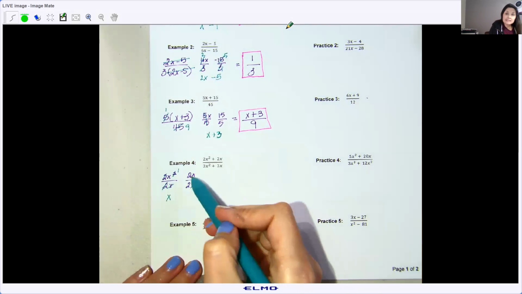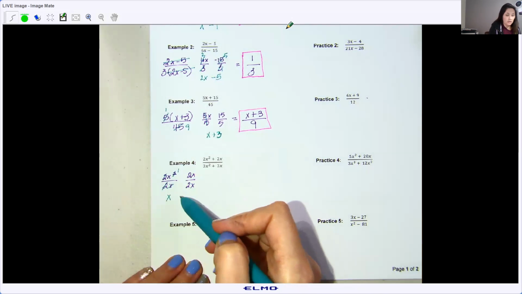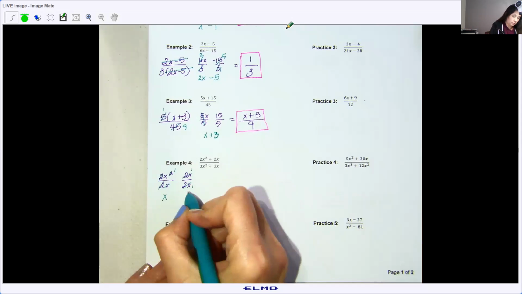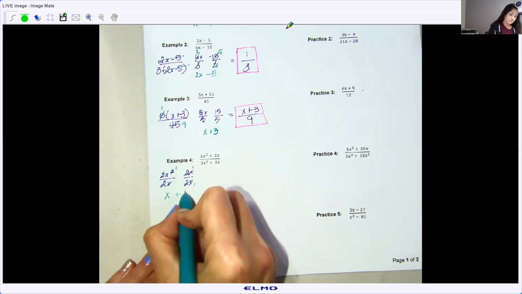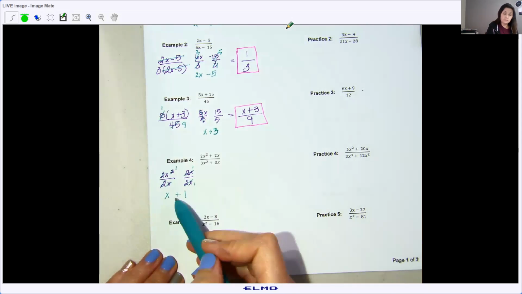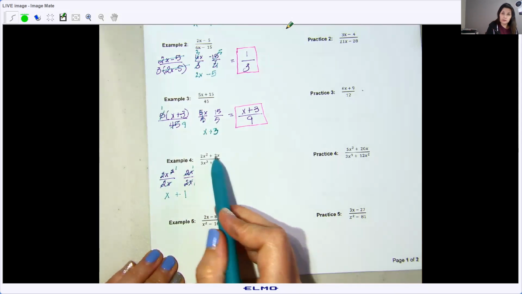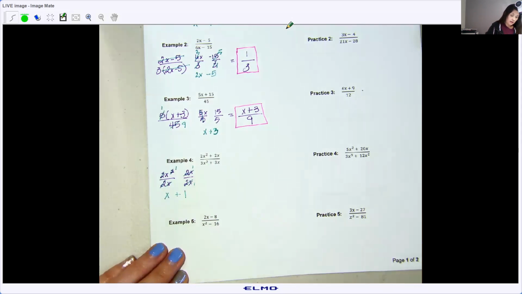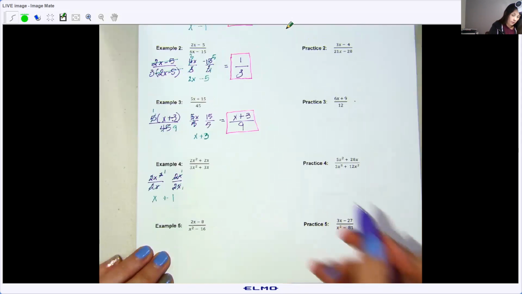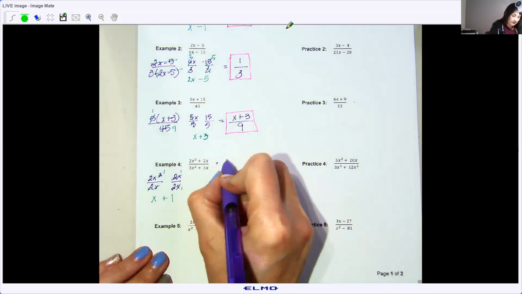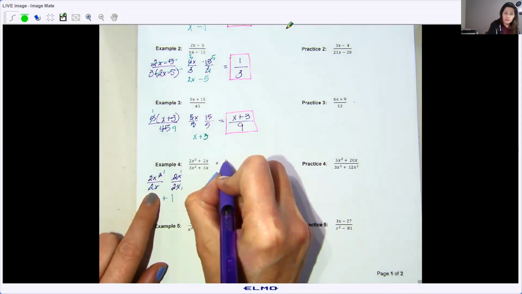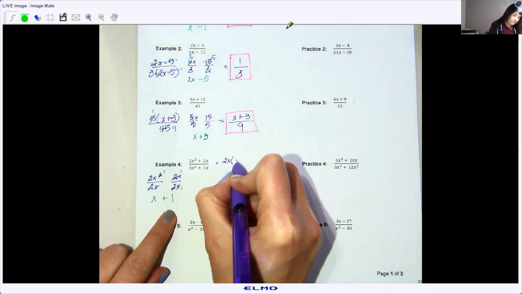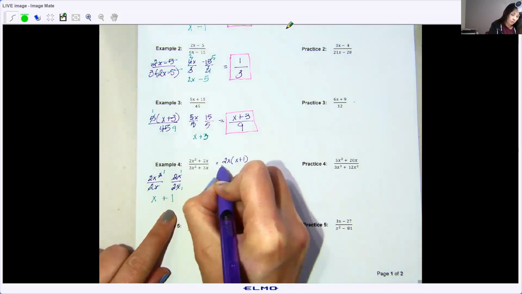Now, 2x divided by 2x is 1. So they cancel each other out, but they still are 1. So this would be a plus 1. And it's plus because that's what we're dealing with here, addition. Okay, so when I rewrite this, I end up with my greatest common factor of 2x times x plus 1. And that was your numerator.